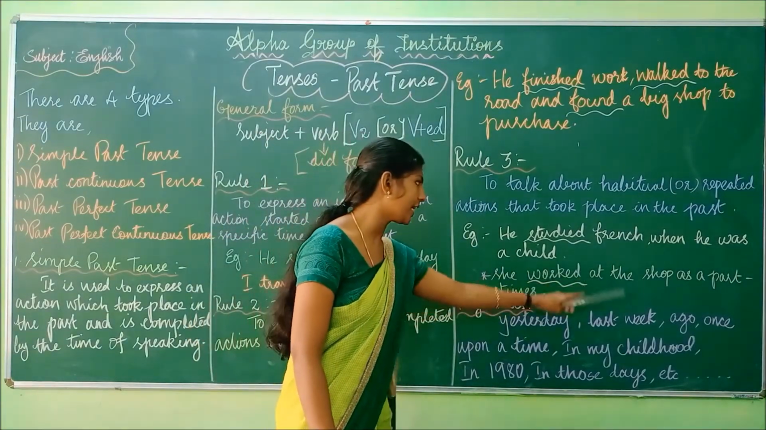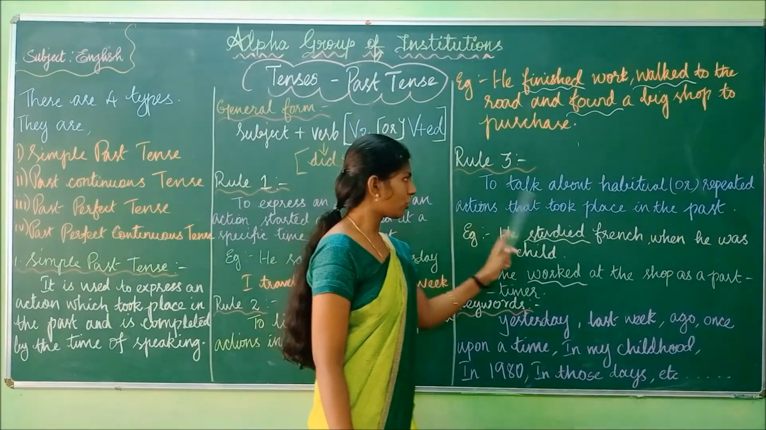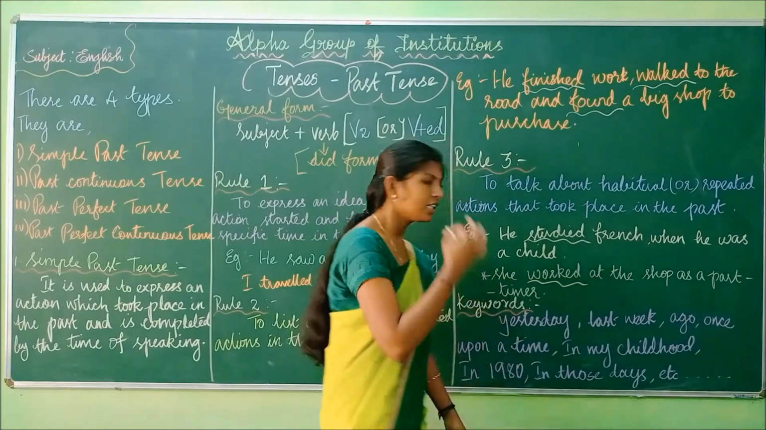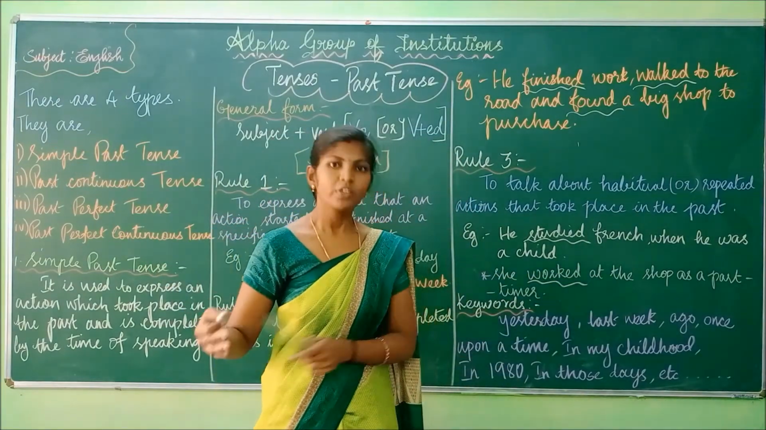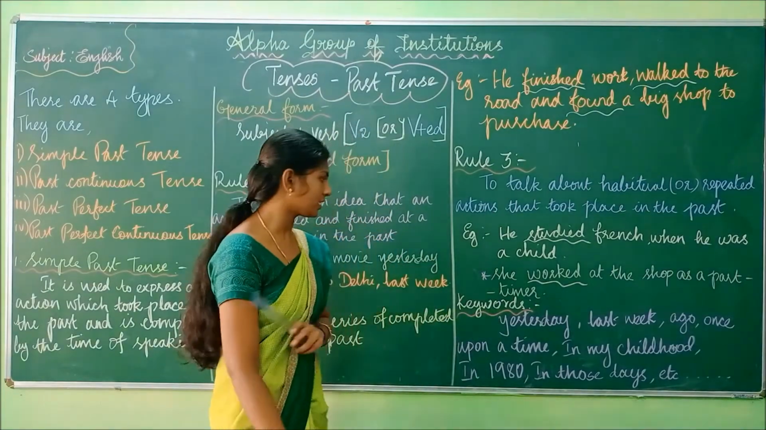So she worked at the shop as a part-timer. So hope you can understand this. To talk about habitual or repeated actions that took place in the past. Some repeated actions that took place in the past for a period of time. Okay, it's not happening now. It was happening for a period of time in the past.